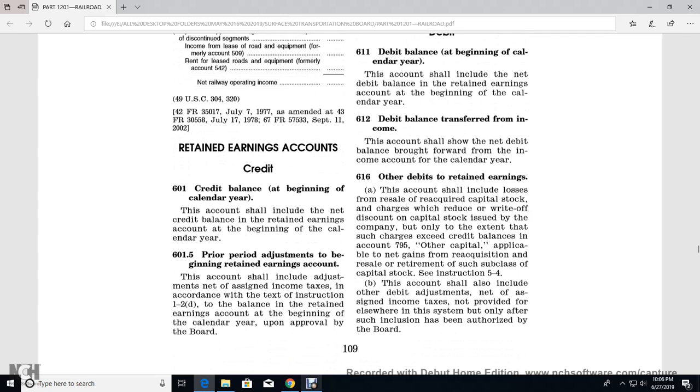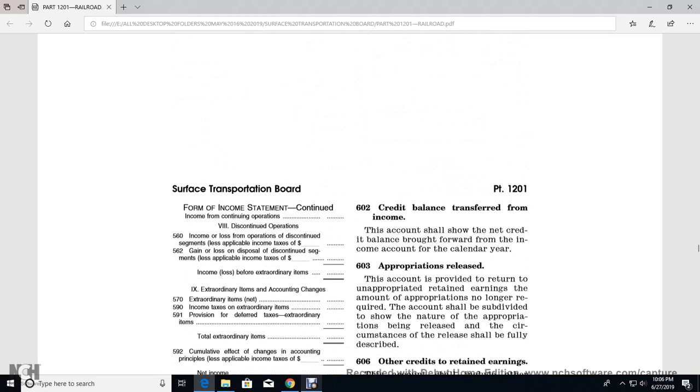The account should include the adjustments, net of the assigned income tax, in accordance with the text and instructions, and the balance of the retained earnings account at the beginning of the calendar year upon approval by the board. 602, credit balance transfers from income. That account shall show the net credit balance brought forward into the income account of the calendar year.